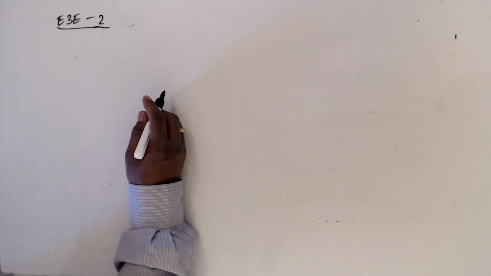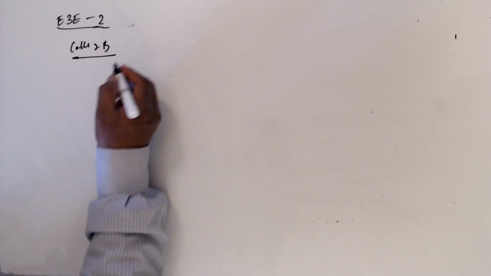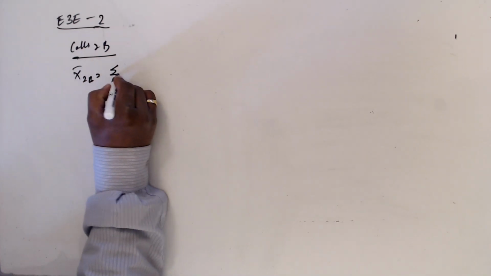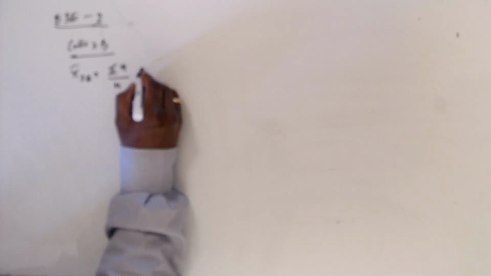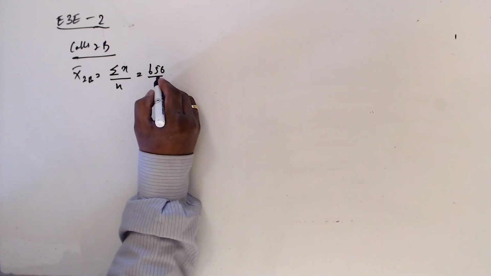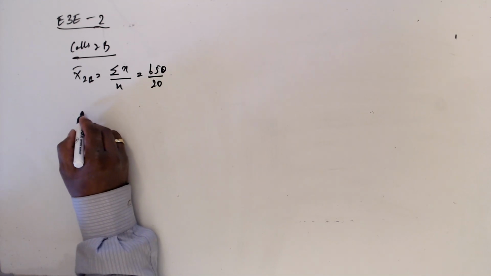Question number 12. Two classes of a primary school children complete the puzzle. The statistics are given, and calculate the mean and the standard deviation. So class 2B, x bar 2B is summation x over n. So this is going to be 650 over 20.